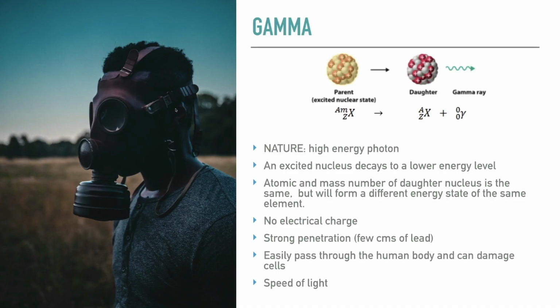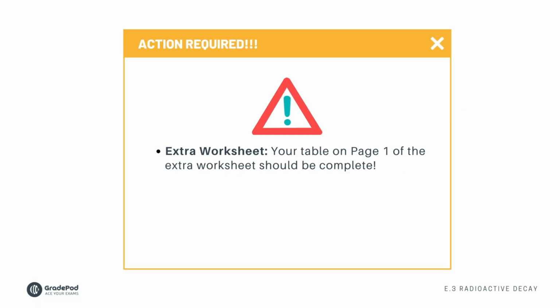Pause the video now and pop it into your table. Given all that information about alpha, beta minus, beta plus, and gamma radiation, the first page of your extra worksheet, and that's the table we've been working on, should be full and ready for you to learn all that information. It's just a hard fact that this information is needed to be memorised to make sure you can answer properly the questions on radioactive decay.